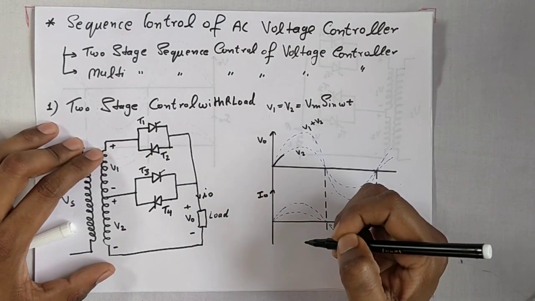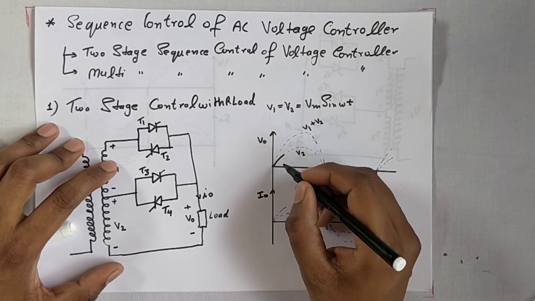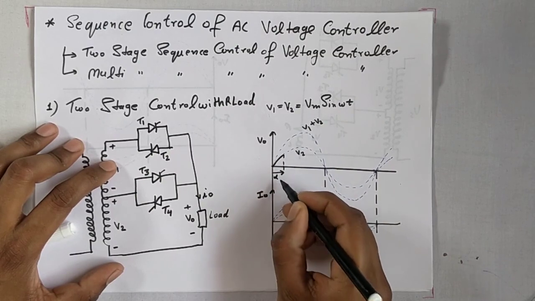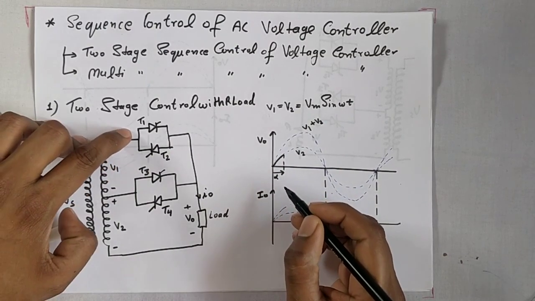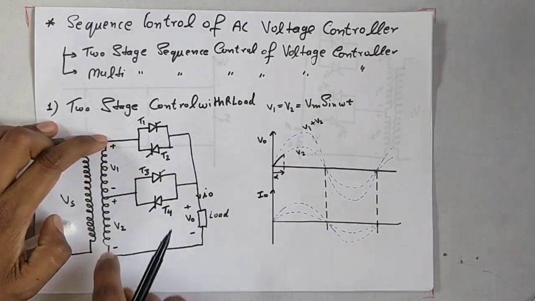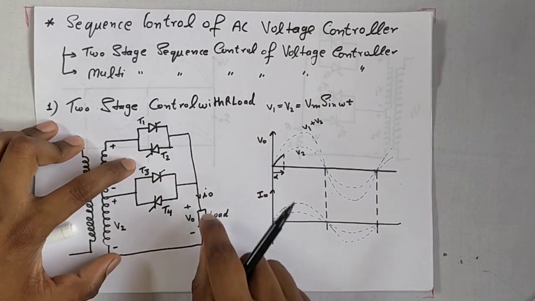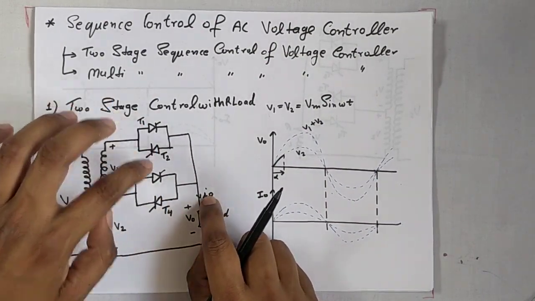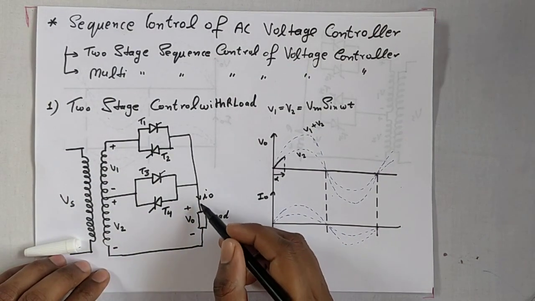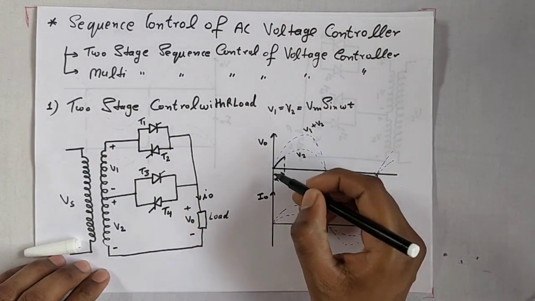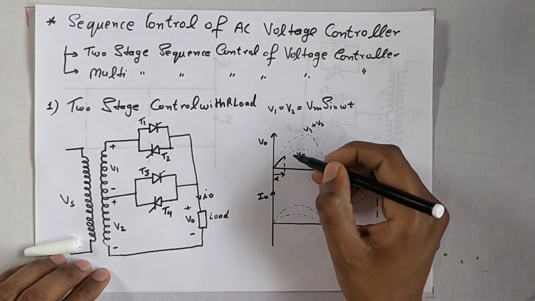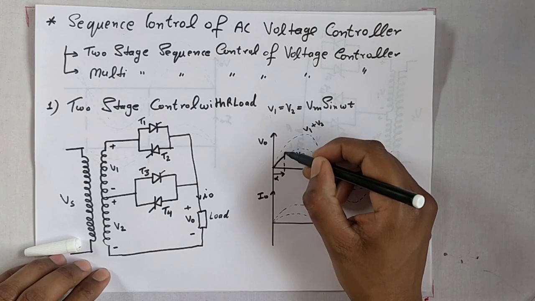Okay. And then at any angle, suppose alpha, at an angle alpha, I trigger T1. So the voltage across this load is equal to V1 plus V2. When I trigger T3, T1, T2 and T4 are open circuited. When I trigger T3, then the voltage across the load is equal to V2. This is V2. When I trigger T1, then the voltage across the load is V1 plus V2.